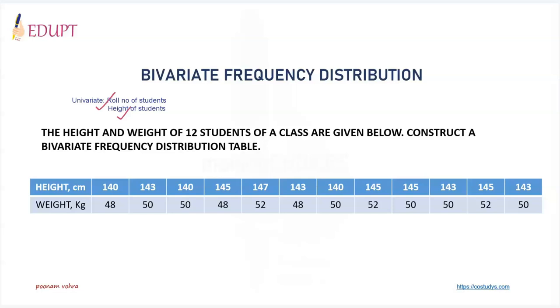Let us understand bivariate frequency distribution. Now here you can see in a table the height of the students as well as the weight of the students are given for 12 students of a class. Now we need to classify the data. Let us see how we do that.